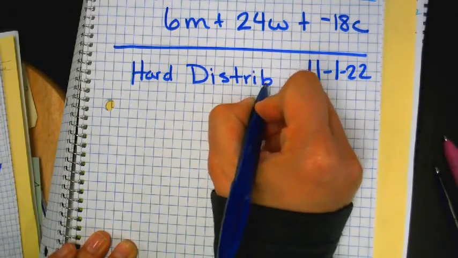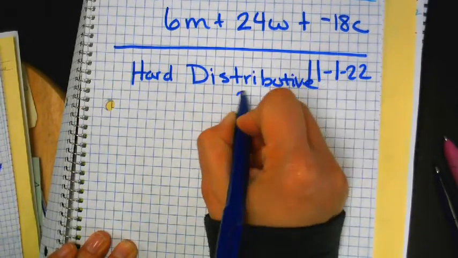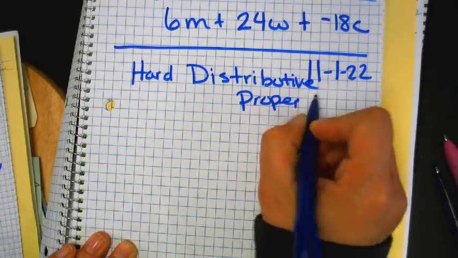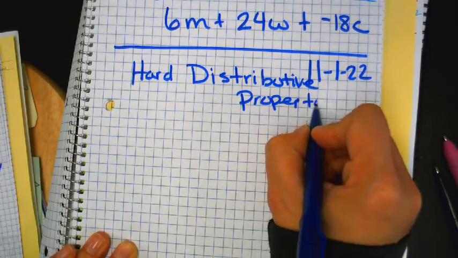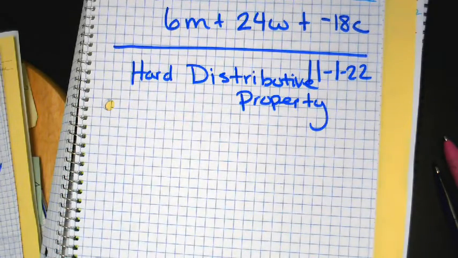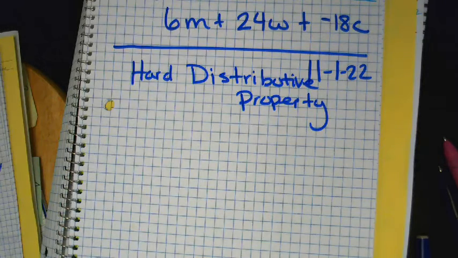All right, our title for today is Hard Distributive Property. Now, do you think it's going to be hard? No. Yeah. It might look hard at the beginning, no doubt. But I'm going to make it easy as we go through this. All right. Let's start off with what we did yesterday.